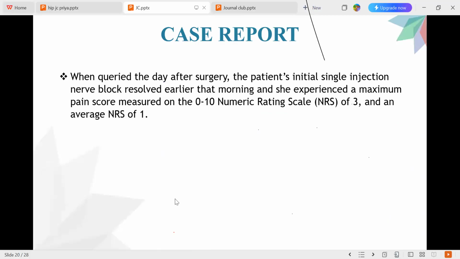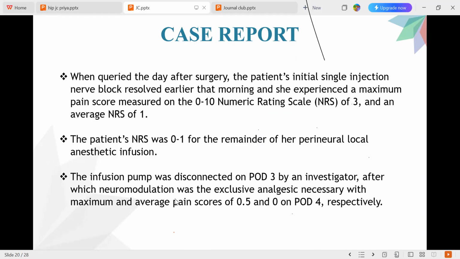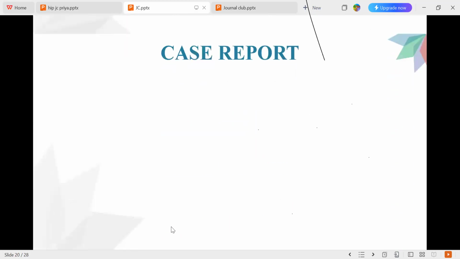So the day after surgery, the patient's initial single injection nerve block had resolved, and she experienced a maximum pain score of 3 on an NRS rating and an average NRS of 1. For the remainder of her local anesthetic infusion, which was continued for 3 days until POD 3, her NRS score was around 0 to 1. After which neuromodulation was the exclusive analgesic available. During this time period, her maximum and average pain scores were 0.5 and 0 on POD4.